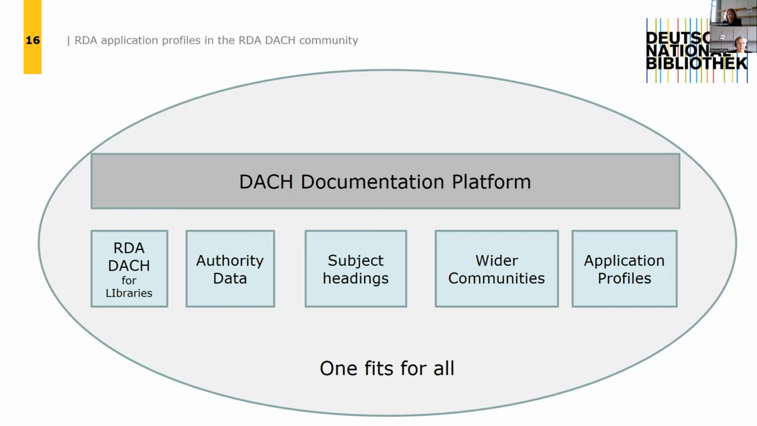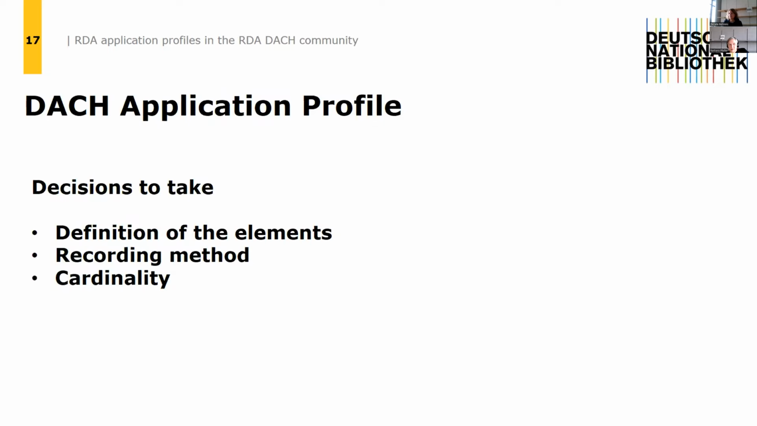And so here we are, we created the DACH documentation platform based on Wikibase. On the left side, you see what we did and what Barbara described so far. That's our cataloging manual for the libraries. On the platform itself, there will be all information for our authority data file for the GND. I told you that subject headings will follow in a later stage. It's under production. The wider communities will give their information in this platform as well, and we will provide the application profiles. And for the application profiles, I will tell you where we are so far, what we did.